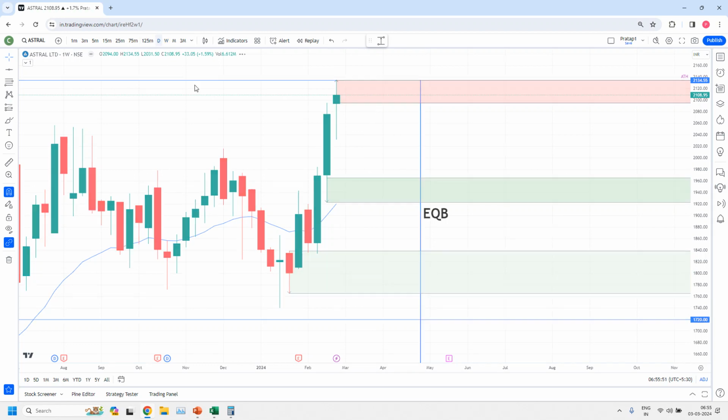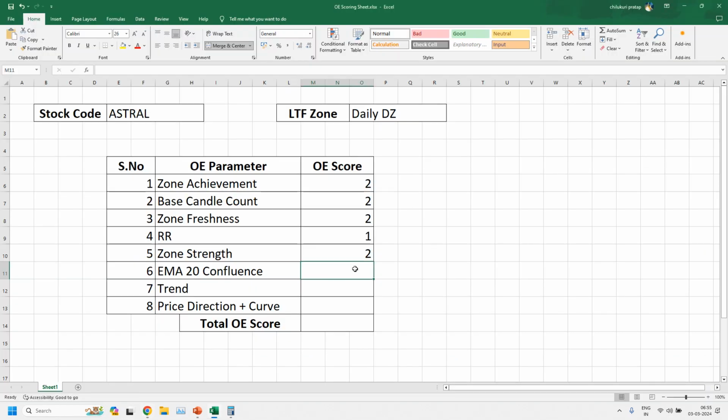So let us go to the daily time frame. It is having EMA confluence, weekly EMA confluence. Our daily demand zone is having weekly EMA confluence, so we are giving the value 1. Next, the 7th one is trend. What is the current trend?